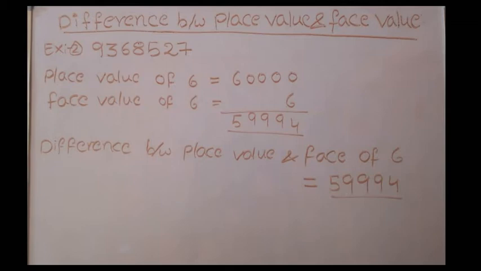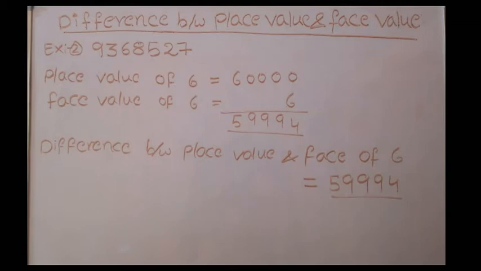9368527. Here you have to find the difference between place value and face value of 6. I think you know how to find the place value of 6 and face value of 6. If you don't know, please watch my previous videos. In this example, the place value of 6 is 60,000. That means 6 is in 10,000's place. Multiply 6 into 10,000, that is equal to 60,000. That is the place value of 6.